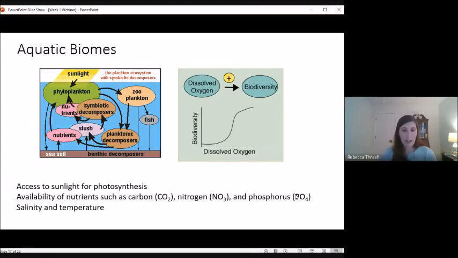So abiotic factors that are super important for aquatic biomes: sunlight for photosynthesis. This is especially important for coral reefs. The availability of carbon in the form of carbon dioxide, nitrogen with nitrates, and phosphorus with phosphates. And later on, when you talk about agriculture and environmental issues related to agriculture, dumping a bunch of nitrogen and a bunch of phosphorus in aquatic systems is never a good thing.